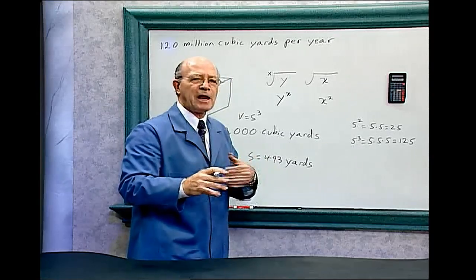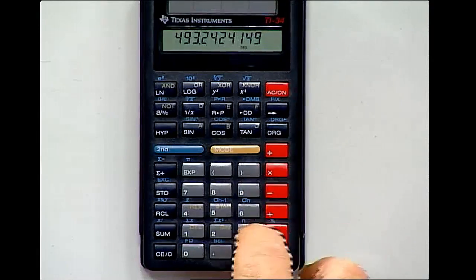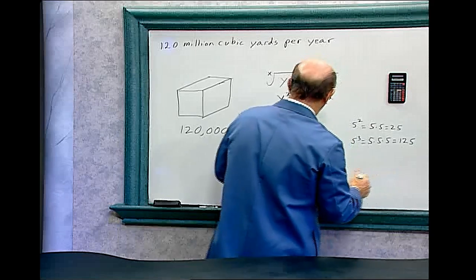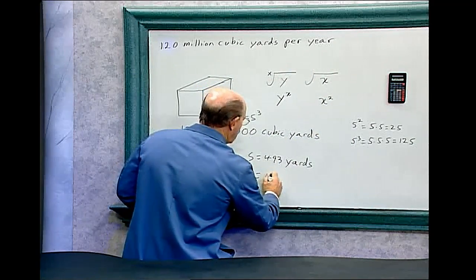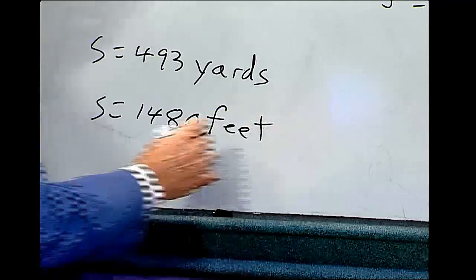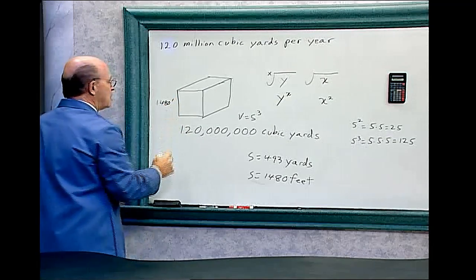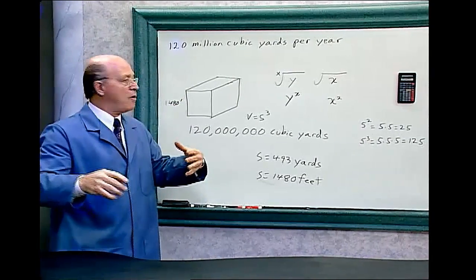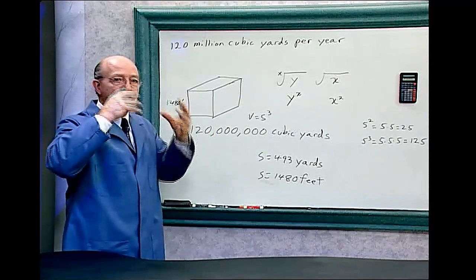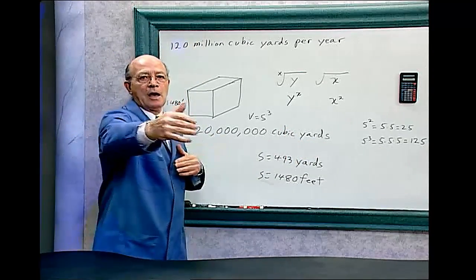That gives me a little bit of an idea, but I like things in feet. I get a better vision of feet. So all I have to do is multiply that by 3, times 3, equals 1,479.7, or s equals 1,480 feet. So one side equals 1,480 feet. Now I get a little idea of the volume of 120 million cubic yards. Now I get a picture that it's roughly 1,500 feet high and wide and long.